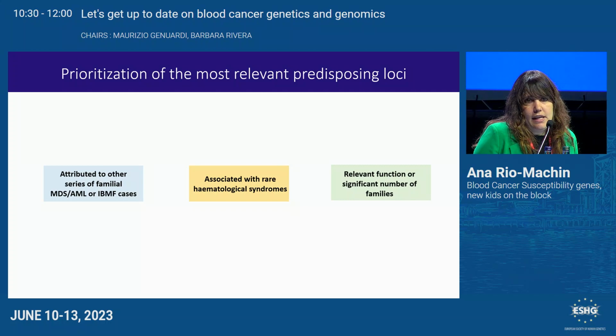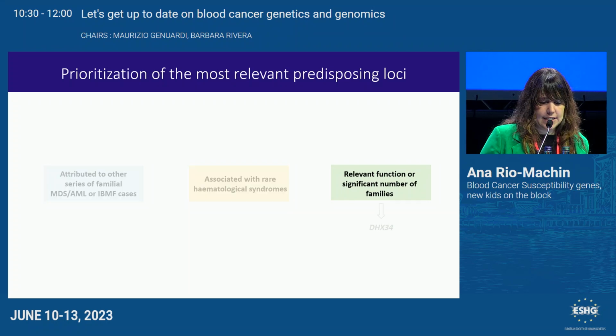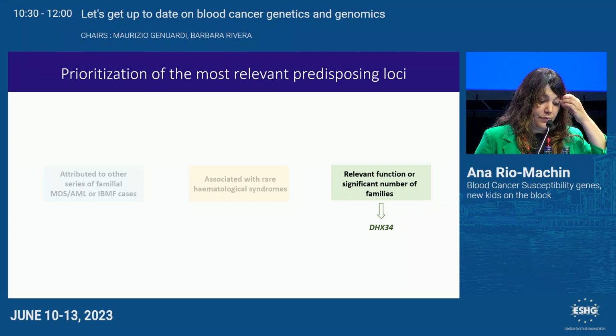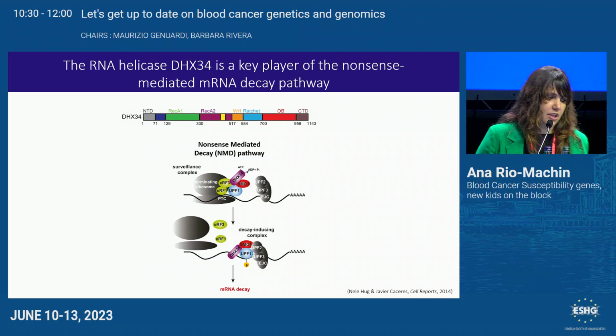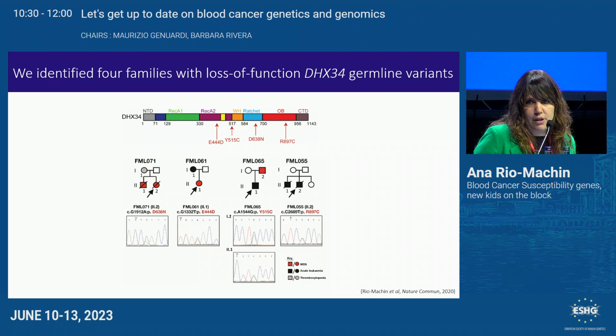And then the third criterion was looking at the function of the gene, whether it was relevant, and whether it was mutated in a significant number of families. In this case, DHX34 fitted both criteria. The function was very interesting because this gene is another RNA helicase like DDX41, and it's also a key player in the nonsense-mediated decay pathway. We had 4 families with germline mutations in this gene, all of them in functional domains.